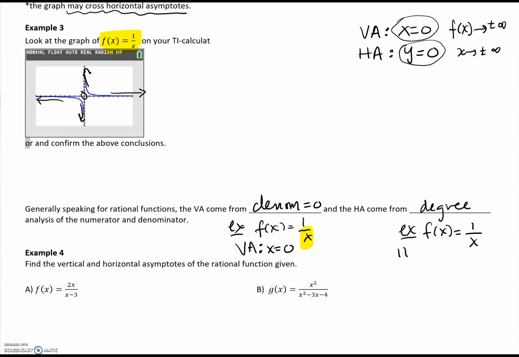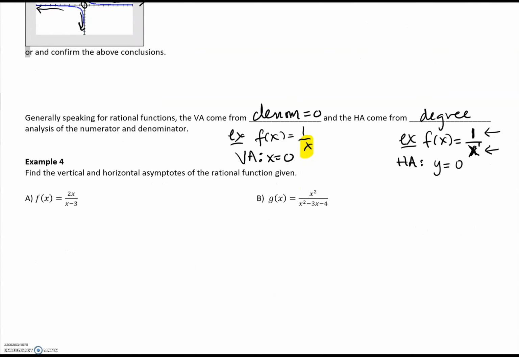And for the HA, horizontal asymptote, you're thinking, okay, the degree of the numerator, it has no x's, so the degree in the numerator is 0, and in the denominator there is an x to the 1, so the degree in the denominator is 1. The denominator wins over the numerator because the numerator has a smaller degree than the denominator. So in other words, when x gets really, really huge, you have 1 divided by huge, which goes to 0. So degree on top is less than the degree in the bottom.